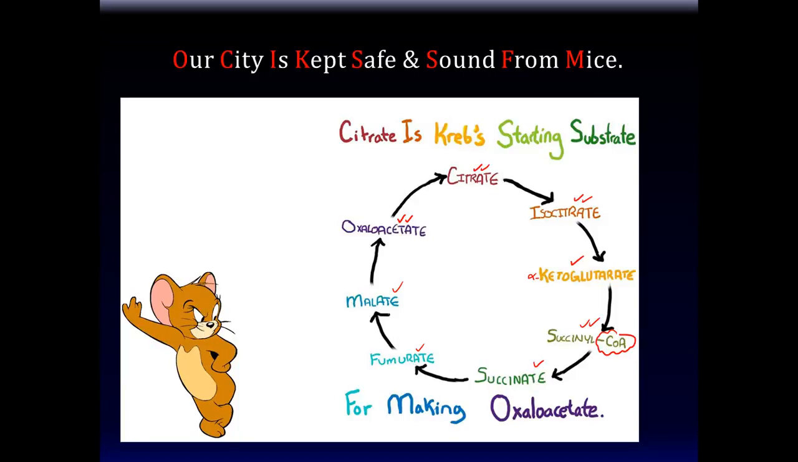If you want to remember this, one way is: our city is kept safe and sound from mice. Our city is kept safe and sound from mice. Or, citrate is Krebs starting substrate for making oxaloacetate. I like this one. Or, cities kept safe and sound from mice. Oxaloacetate, citrate, isocitrate, alpha-ketoglutarate, succinyl-CoA, succinate, fumarate, malate, and again oxaloacetate. So that's just a way of remembering some of these.